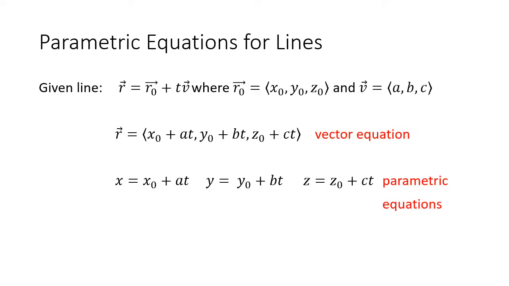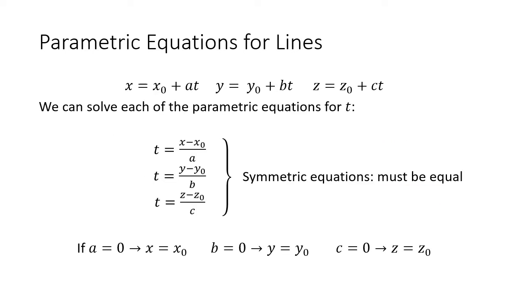So to kind of recap here, given a line in that r equals r naught plus t times v, where we can define r naught and v, we can write these as vector equations and parametric equations. And again, these are the generalized forms for each of these. Here's kind of that cool thing though.